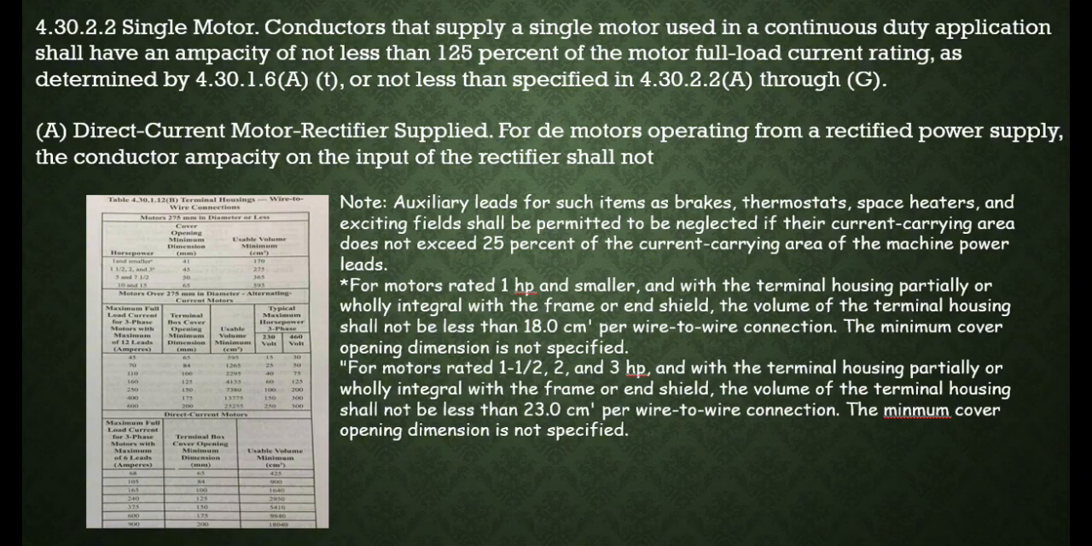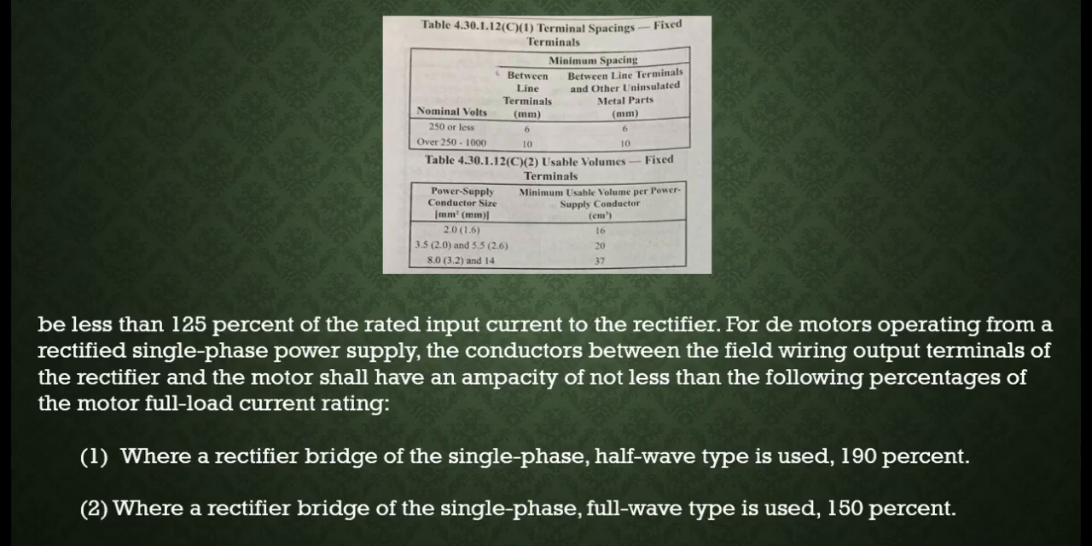For DC motors with a rectifier, the conductor capacity of the rectifier's input should adhere to specific standards, and the auxiliary leads can be neglected if they don't significantly contribute to the current carrying area. As you can see, table 4.30.1.12c 1 and 2 details minimum terminal spacing and usable volumes for fixed terminals based on the voltage and conductor size. And it specifies conductor ampacity for DC motors from a rectified single-phase supply.